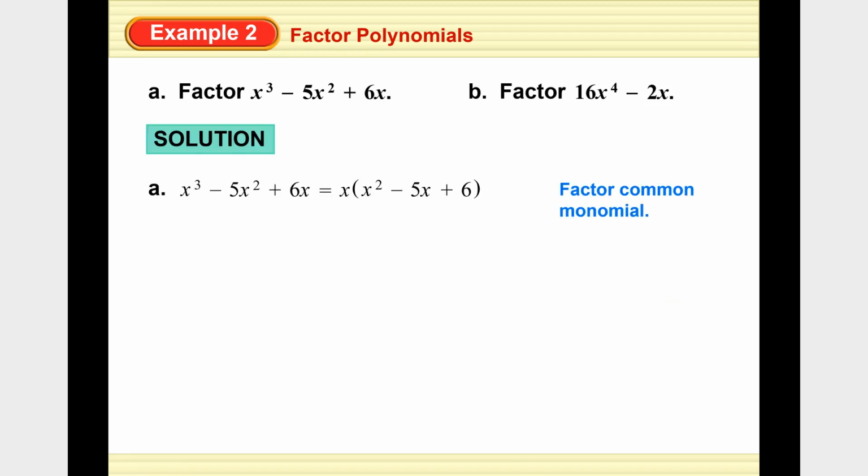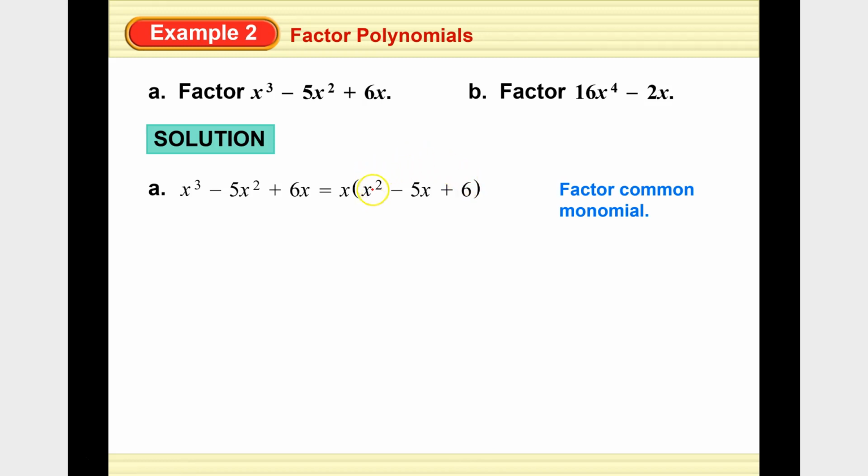The first thing you should notice is that the x terms, they all have at least an x in them. So I take out one x from each term. And when I do that, this is like 1x taken out. So instead of having here x cubed, I will only have x squared left. Instead of having 5x squared, I will only have 5x left. And since I already took out the x, I will just have 6 here.